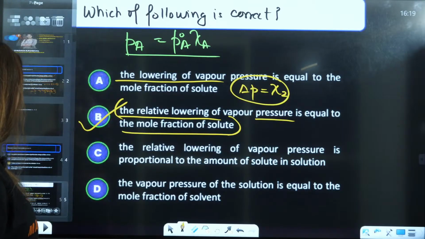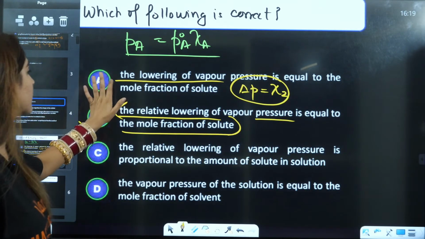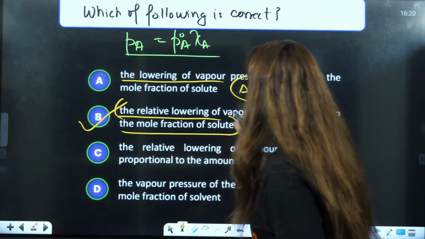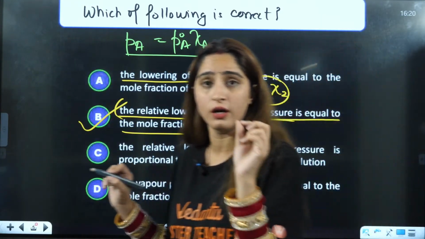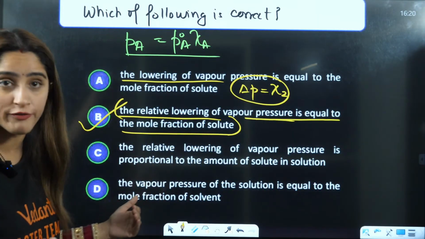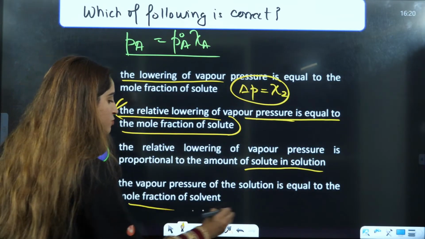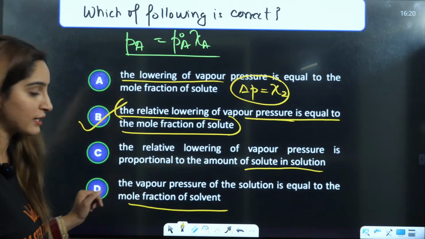Okay. So if they ask you which of the following is the correct statement, the answer will be B. As you can see, relative lowering in vapor pressure is equal to mole fraction of solute, and that also we are talking about solute, not solvent. Here they have mentioned solute in the solution. Here they have mentioned mole fraction of the solvent. That is not correct, right?